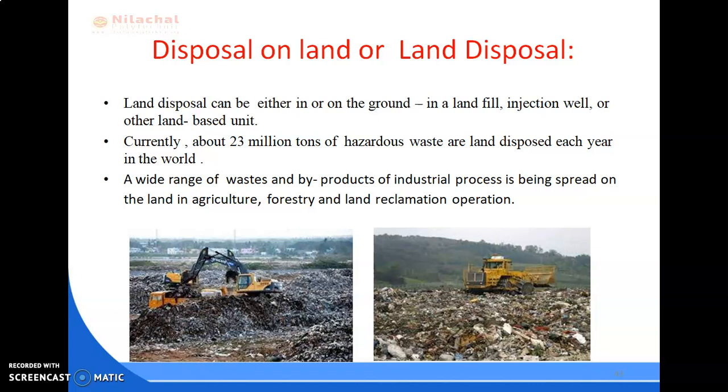A wide range of wastes and byproducts of industrial process is being spread on the land in agriculture, forestry and land reclamation operation.